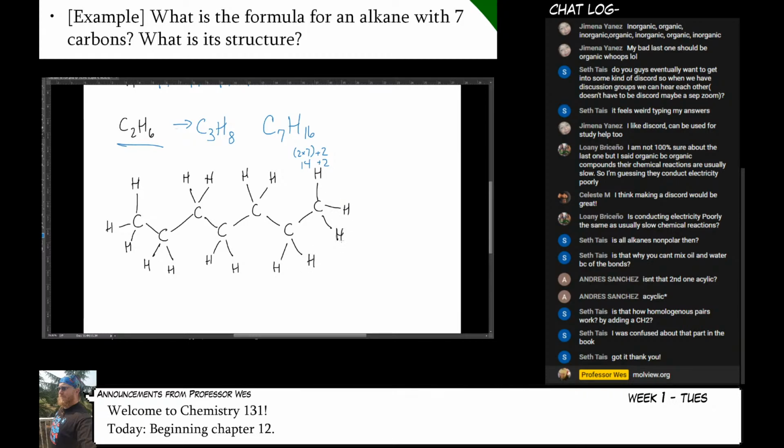And really, the point of this is to get you out of the habit of drawing everything in right angles, because we do want to consider what the geometry of the molecules is. So that would be heptane. Heptane has 7 carbons in it. We'll talk about the names in just a little bit, too.